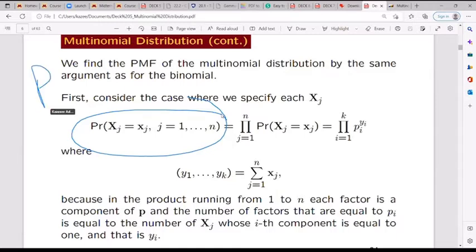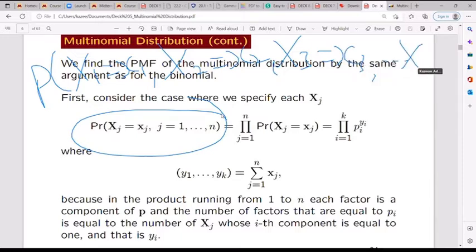Maybe you want to find the probability of X1 equal to small x1, probability of X2 equal to small x2, probability of X3 equal to small x3, dot dot dot, until you go to Xn equal to small xn. We always want to find the probability of a random variable equal to a realized value.